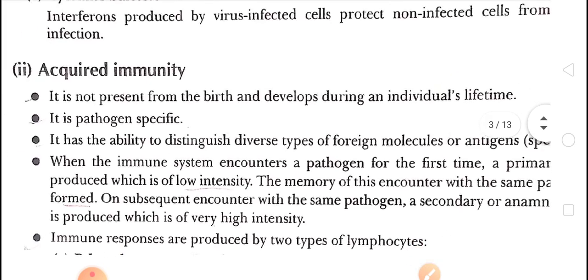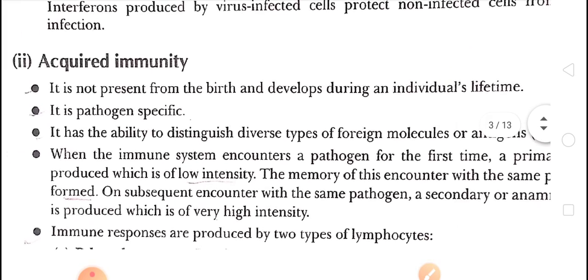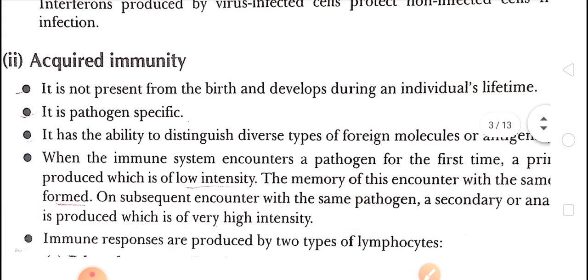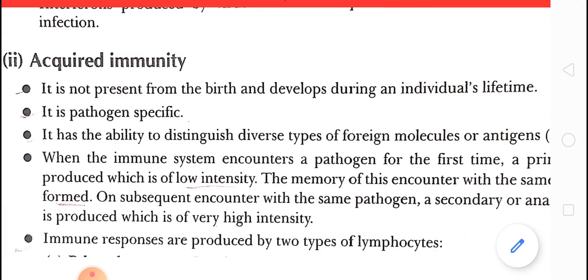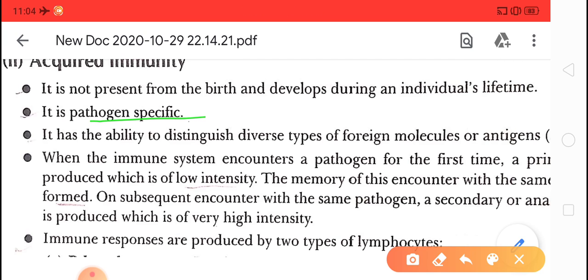Now next, children, the second type of immunity, that is acquired immunity. Okay, about this I told you, it is pathogen specific. It is not present from birth, and it is developed during the individual's lifetime.